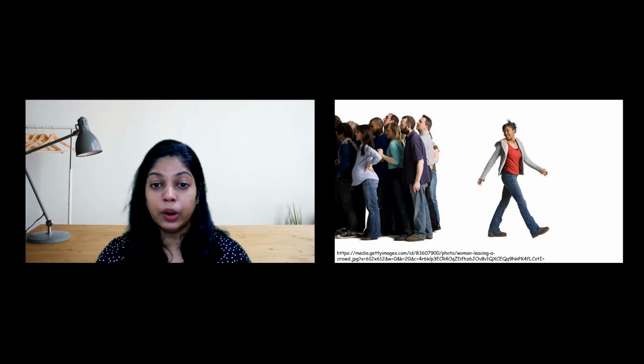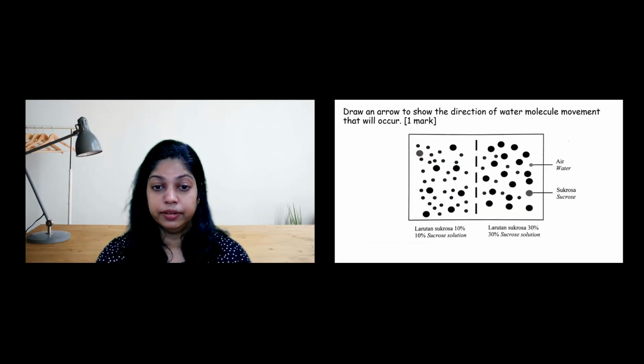Imagine you are in a crowded area that makes you feel pressured. Naturally, you will want to move out from the crowded area. Water behaves the same, moving from a region of higher water potential to a region of lower water potential.